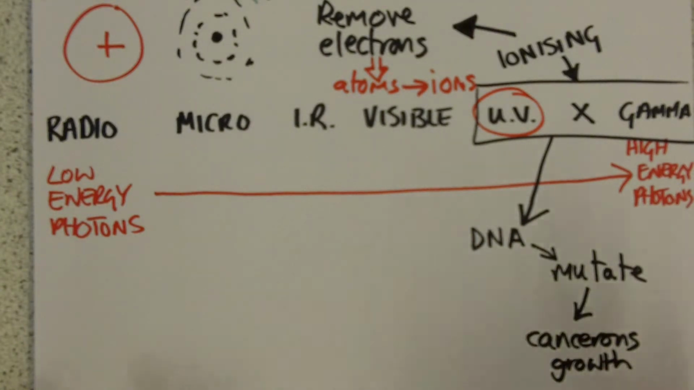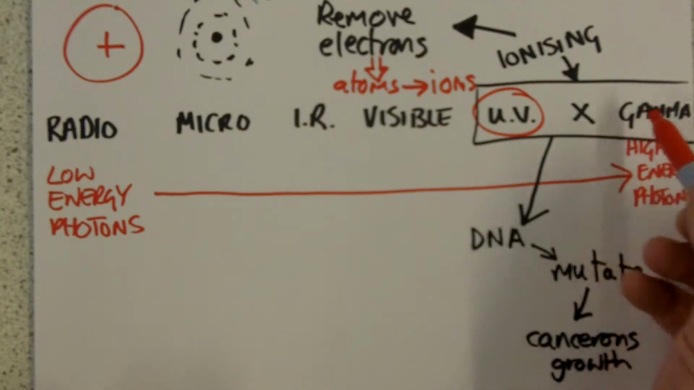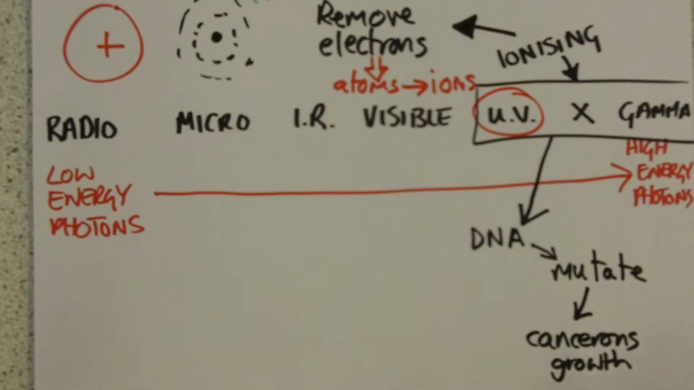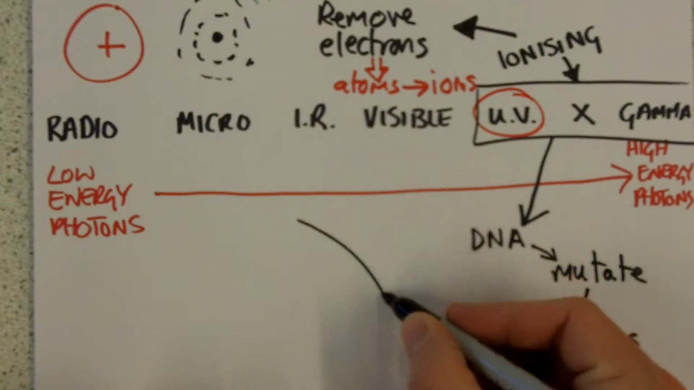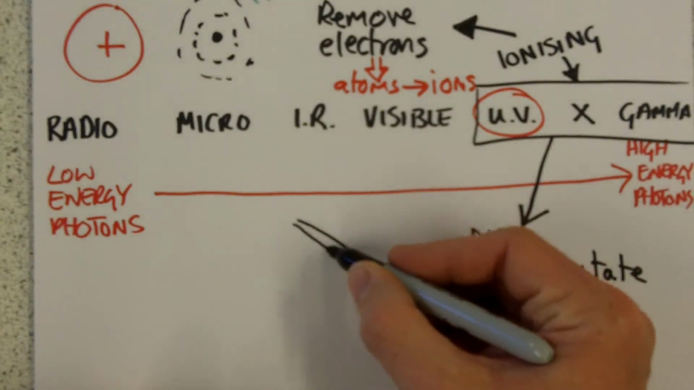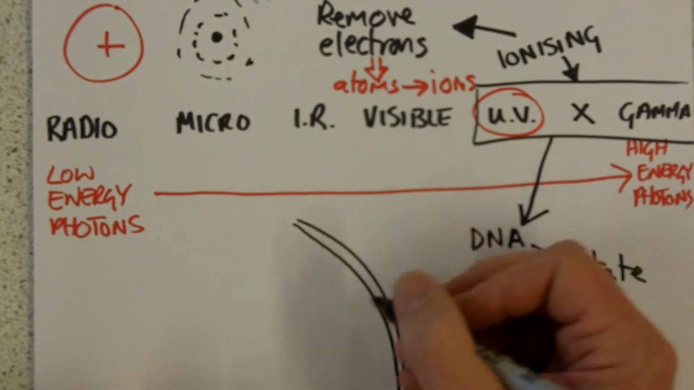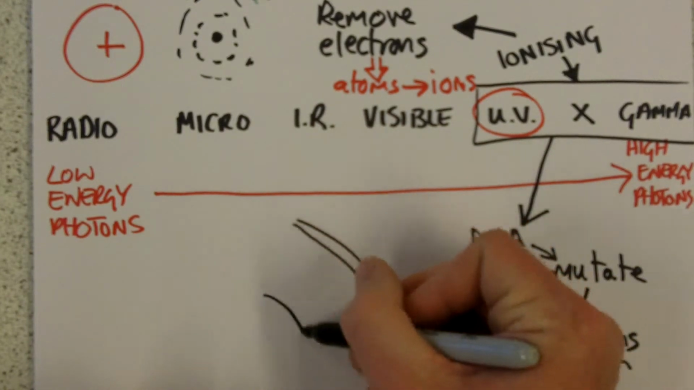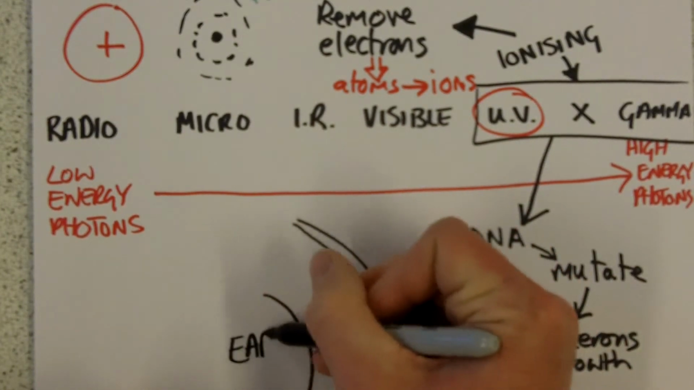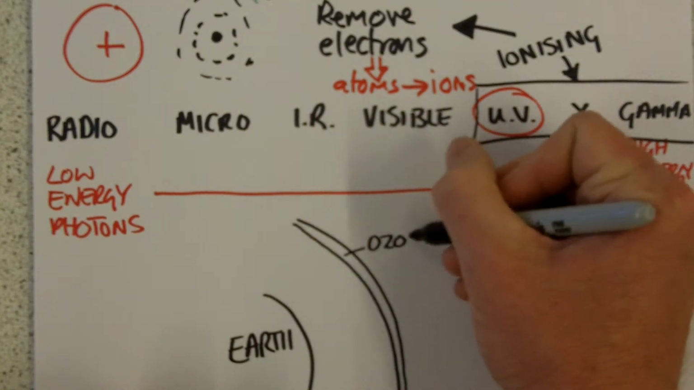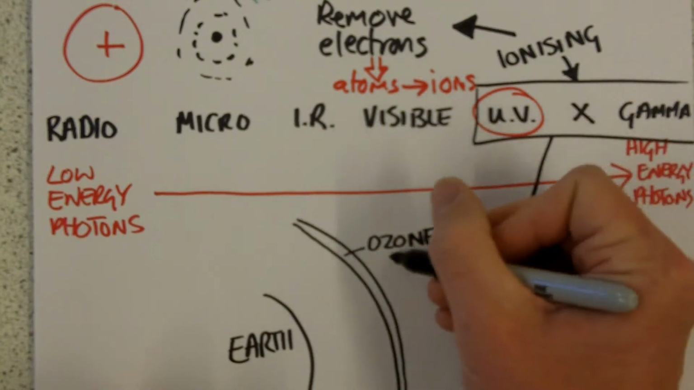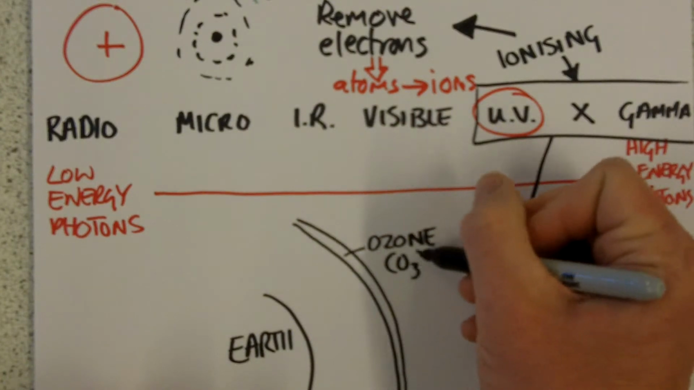Now, the X-rays and the gamma rays also come from the sun, but fortunately the Earth is protected by an upper layer of the atmosphere called the ozone layer. So if this is the Earth, and this is the ozone layer, ozone is made with 3 oxygens, it's called O3.